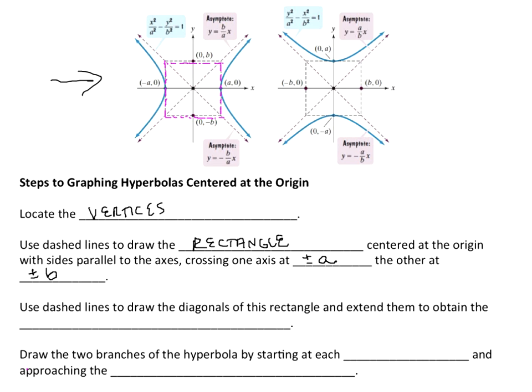Okay, use dashed lines to draw the diagonals or the asymptotes of this rectangle and extend them to obtain the asymptotes. Draw the two branches of the hyperbola by starting at each vertex and approaching the asymptotes.